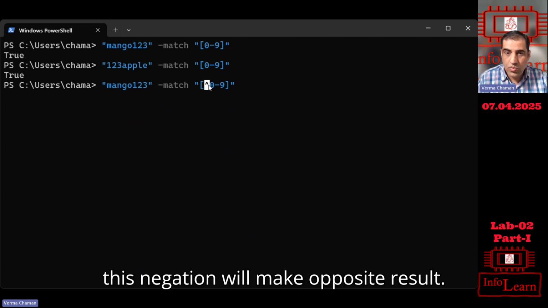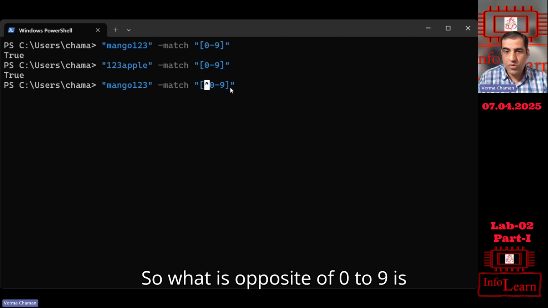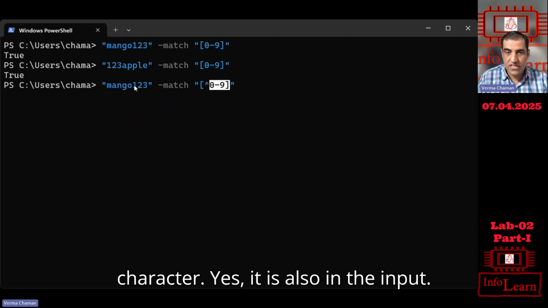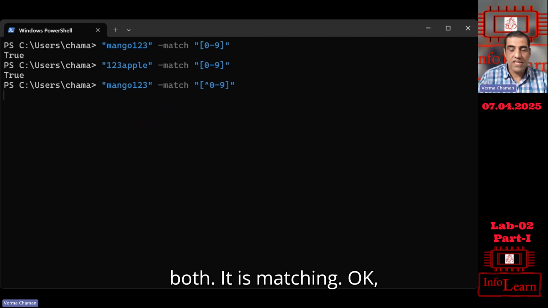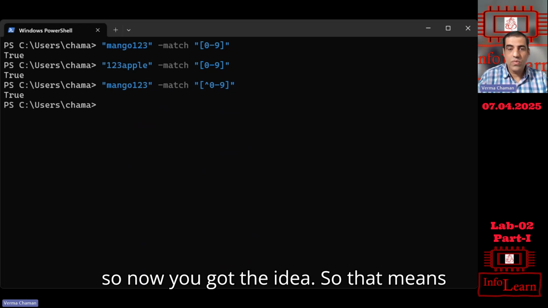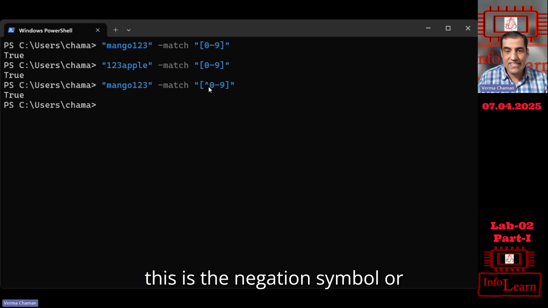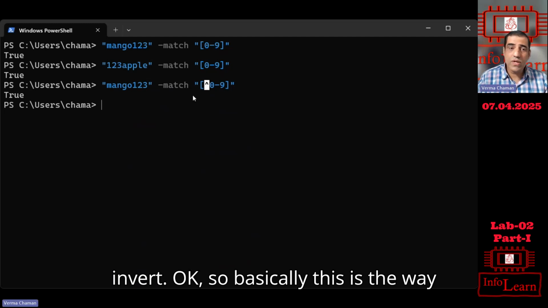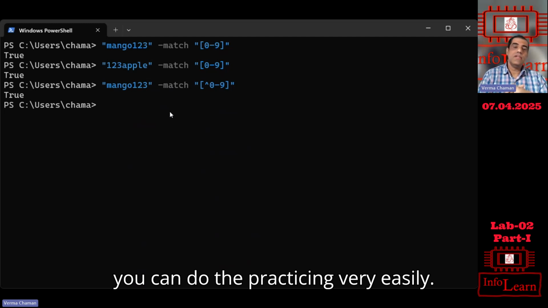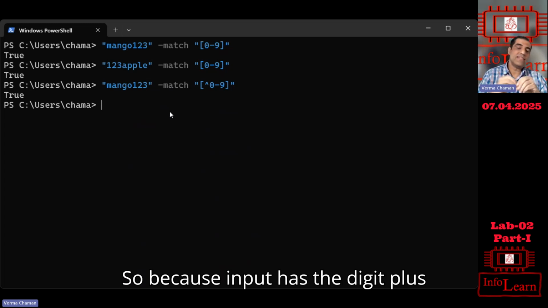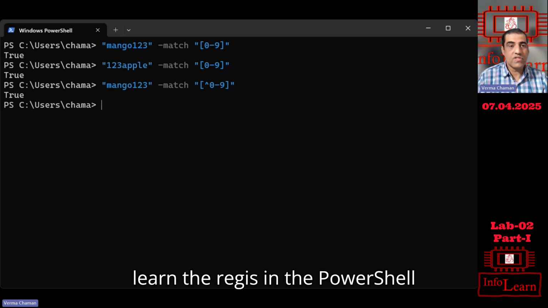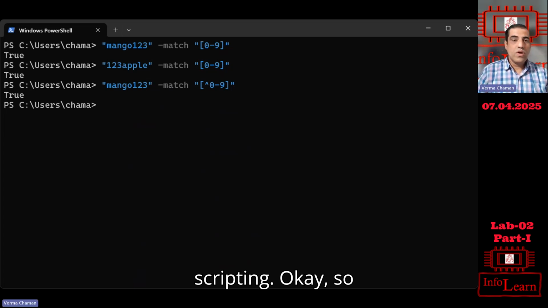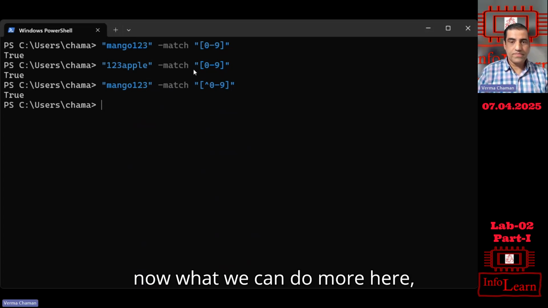But this negation will make the opposite result. So what is the opposite of 0 to 9? Characters. Yes, they are also in the input. That means I can print both. It is matching. Now you've got the idea. This is the negation symbol, or invert. This is the way you can practice very easily, because the input has digits plus characters. That's very important to learn regex in PowerShell scripting. Okay, so now what more can we do here.